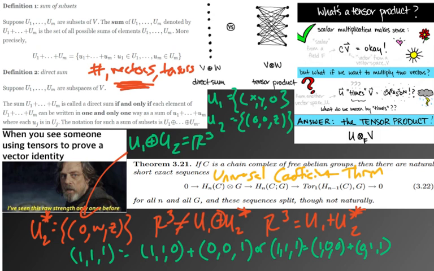So it's funny. But I wanted you to just see that this is a thing, that there's some connection between abstract multiplication of vectors and abstract addition of subspaces.